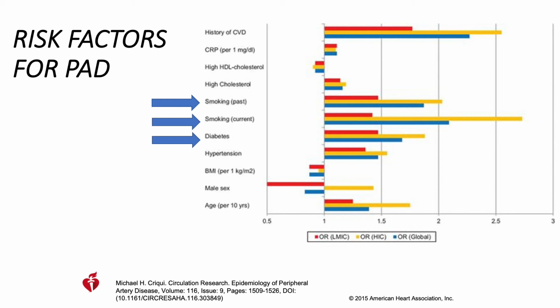Meaning the odds of getting a PED when you're a current smoker is about 2.8. So it's quite significant. And a history of CVD, as you can see at the top here. Here's a history of cardiovascular disease, and here's a current smoker.